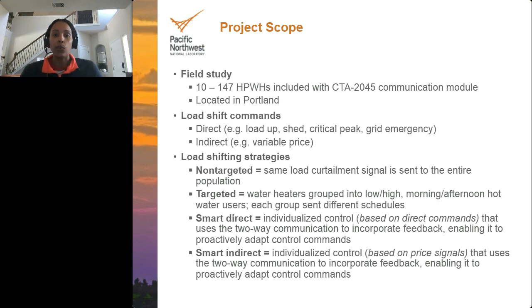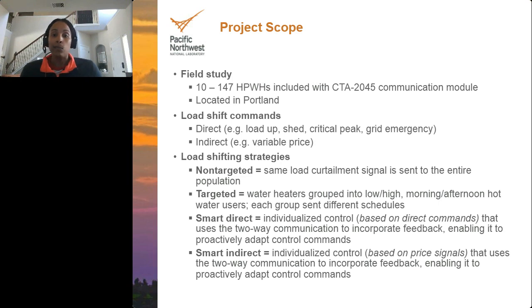For the non-targeted and targeted, we discussed those in the Hot Water Forum last year. But essentially, the non-targeted was an approach where we would just send the same signals to the entire population of water heaters at a given time. For the targeted approach, we would split the water heater groups into high and low hot water users for both the morning and afternoon, and then we would send a different schedule to the different groups. This was to extract more shifting out of the entire group without having an impact on the higher users. So we would basically extend the shed or curtailment events for the lower hot water users.